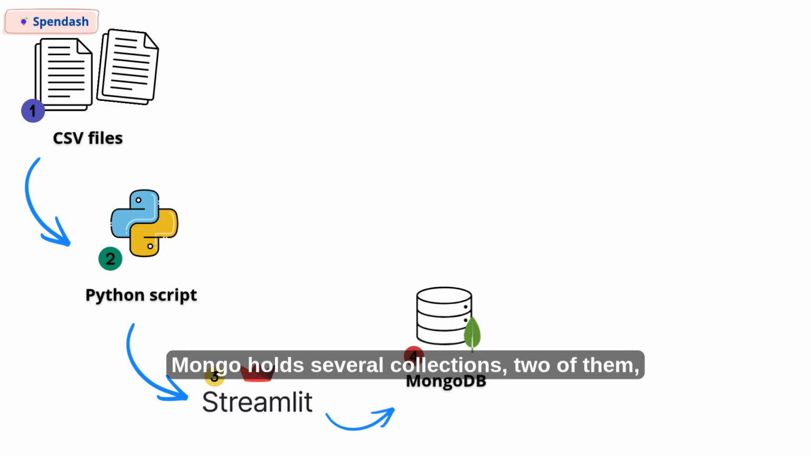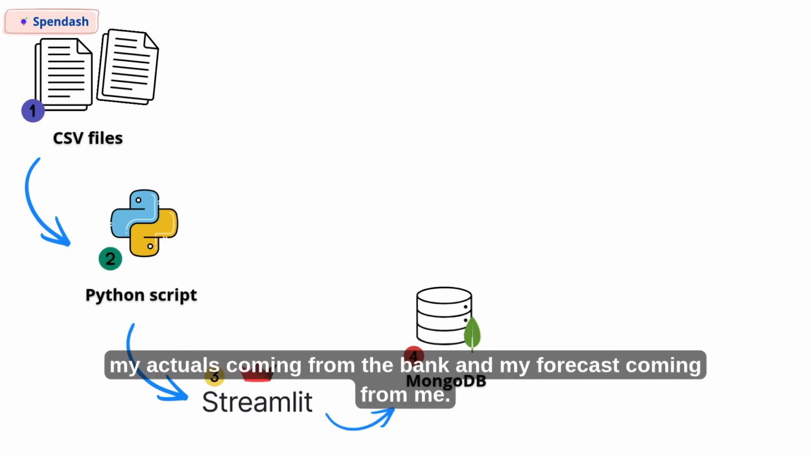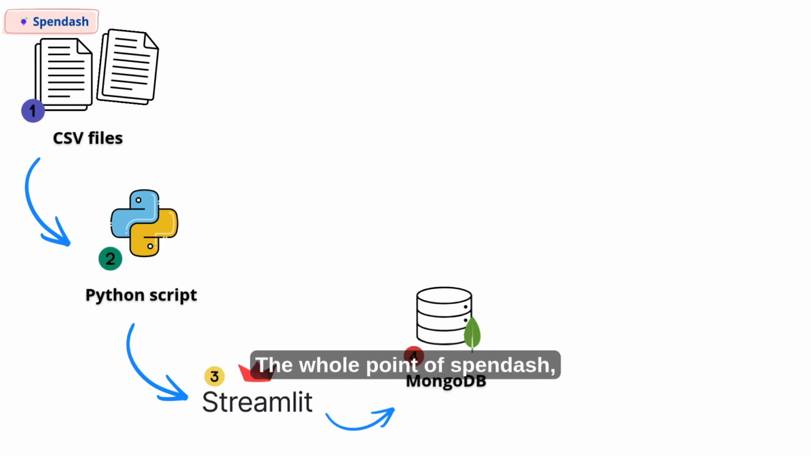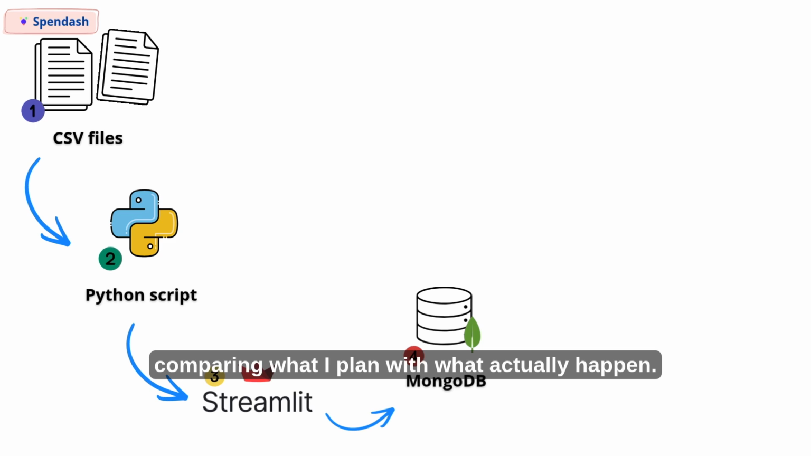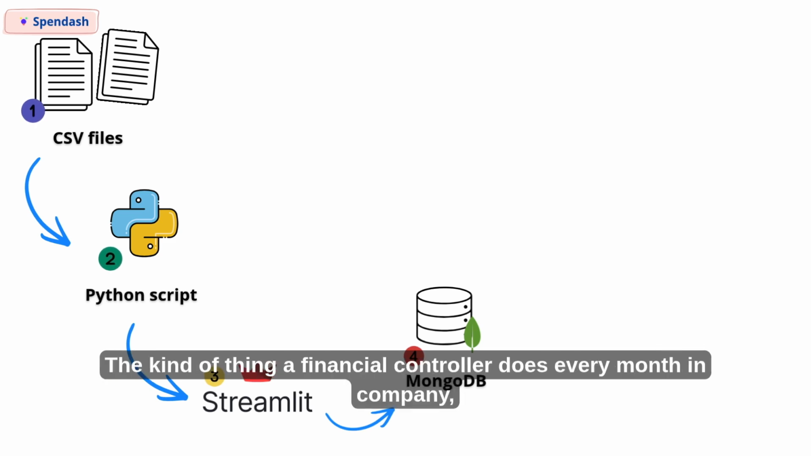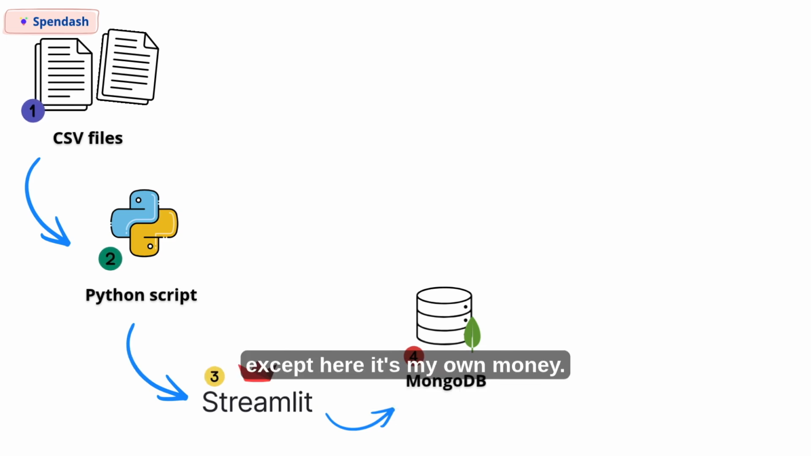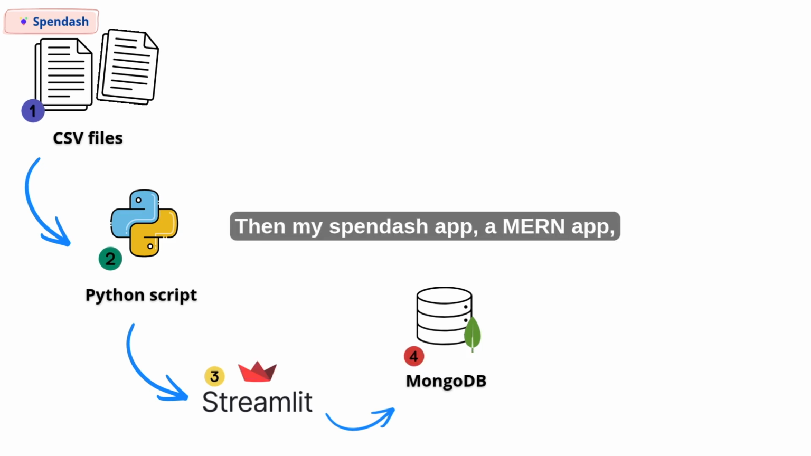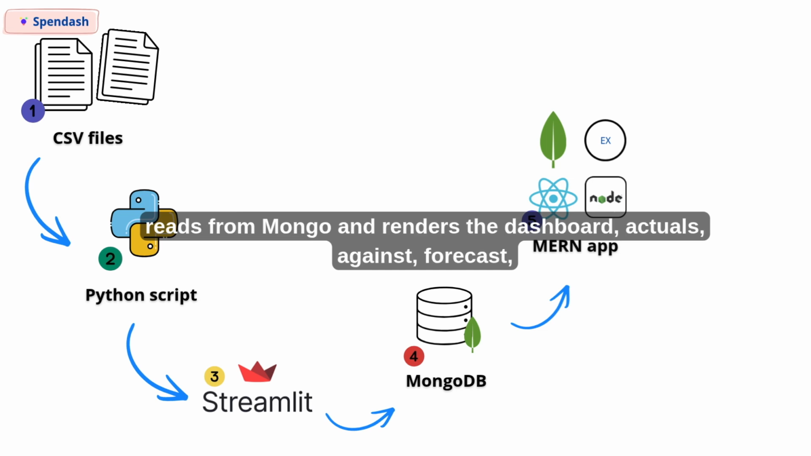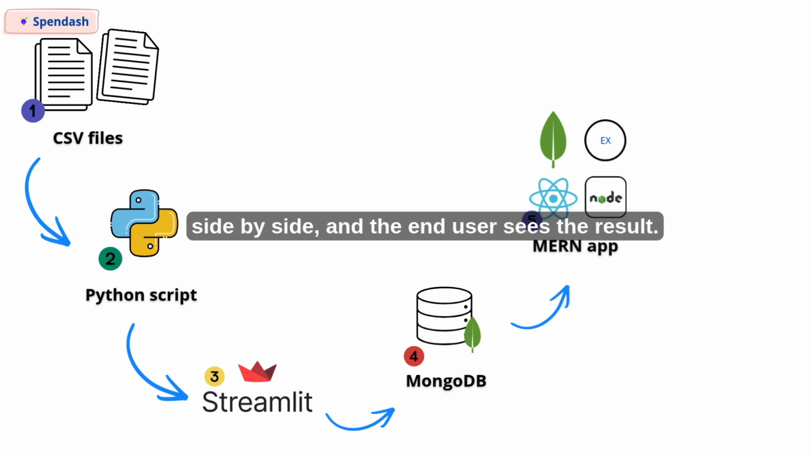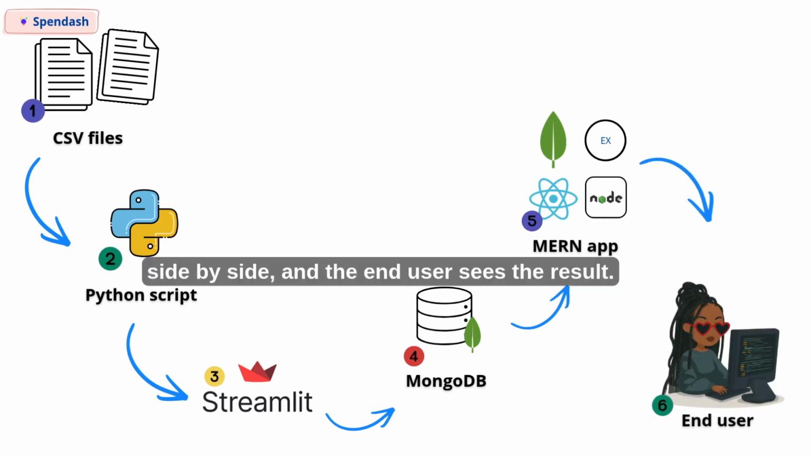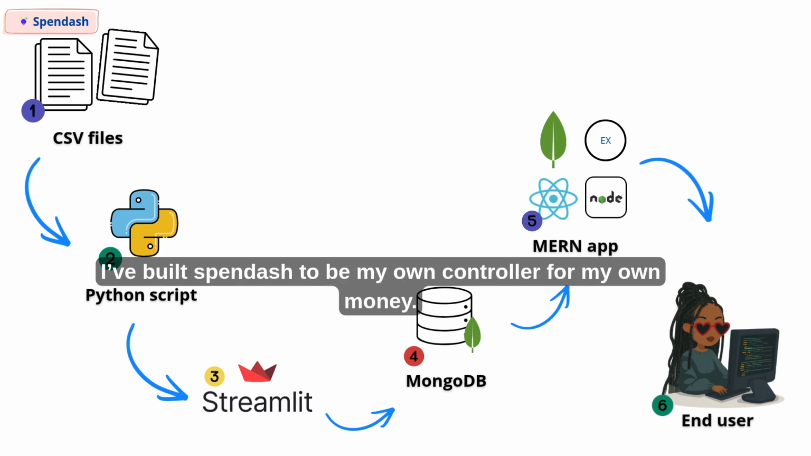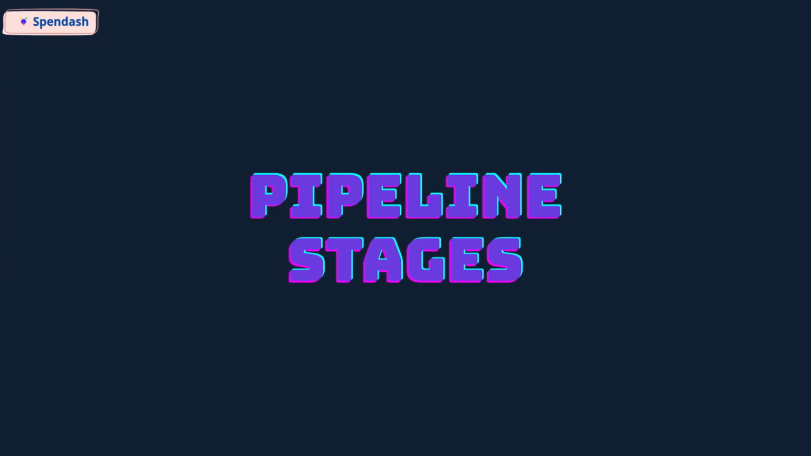Mongo holds several collections. Two of them: my actuals coming from the bank, and my forecast coming from me. The whole point of Spendash: comparing what I plan with what actually happened. The kind of thing a financial controller does every month in a company, except here it's my own money. Then my Spendash app, a MERN app, reads from Mongo and renders the dashboard. Actuals against forecast, side by side. And the end user sees the result. That's me. I built Spendash to be my own controller for my own money.